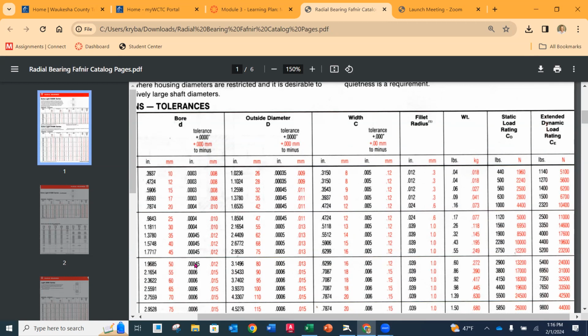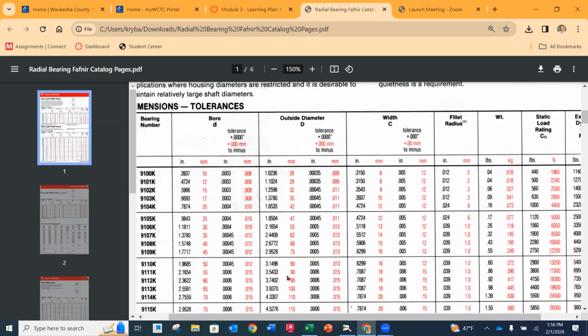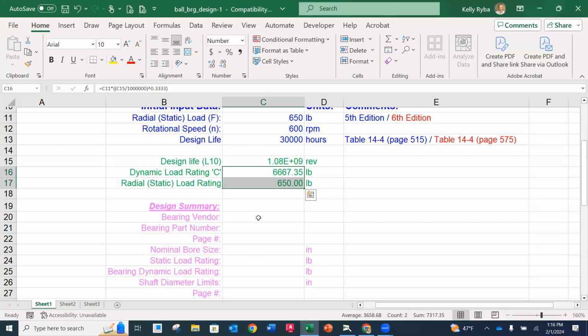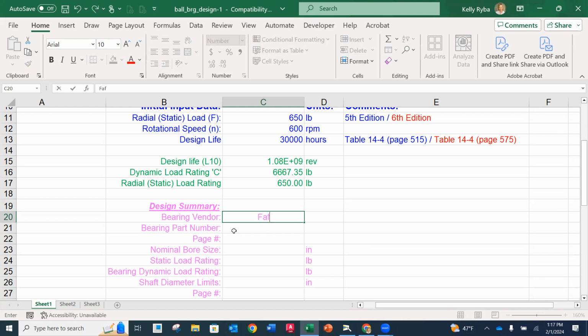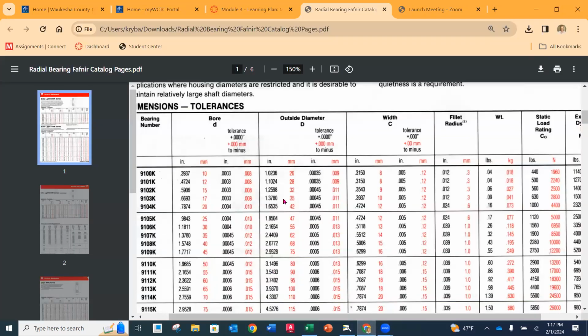Okay, so now at this point, what we would do is we would say, all right, so if we're picking that bearing, it's not ideal, it's the second one down here. Our bearing number is going to be 9111K. So I'm going to go back to my spreadsheet, my bearing vendor. Now, this particular vendor is Fafnir, which has been probably bought out. Fafnir, I think it's Torrington. I need a G in there. And then our part number is going to be the 9111K. And then you just have to tell me what page on there did it come from.